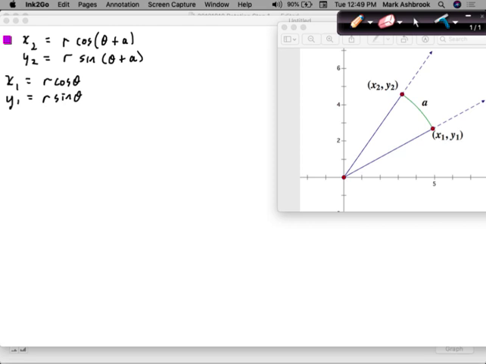Can we just say, okay, here's r cosine theta, so there's x1, so x2 is x1 plus a? No, right? Because theta plus a is trapped in the argument. So how could we get maybe an r cosine theta out of x2 or r sine theta? Distribute, is it cosine theta plus cosine a? The cosine of a sum. That's not right. What is right? What is the cosine of a sum of two angles? Find out.